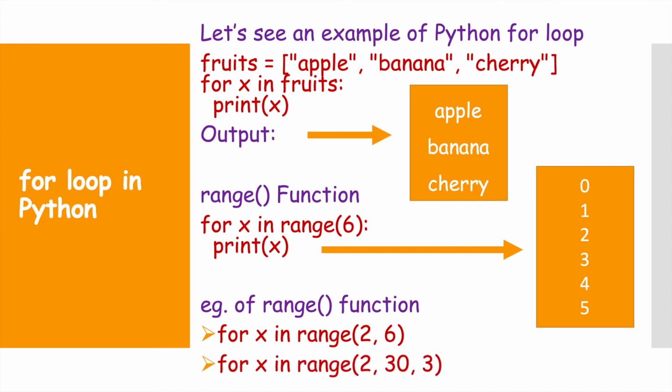Now let's see another example of the range function. Here you are passing 3 values. The range function defaults to incrementing the sequence by 1. However, it is possible to specify the increment value by adding a third parameter. So here in this example, we are telling the for loop to go from 2 to 30, excluding 30, and then incrementing the sequence with 3, where 1 was the default.